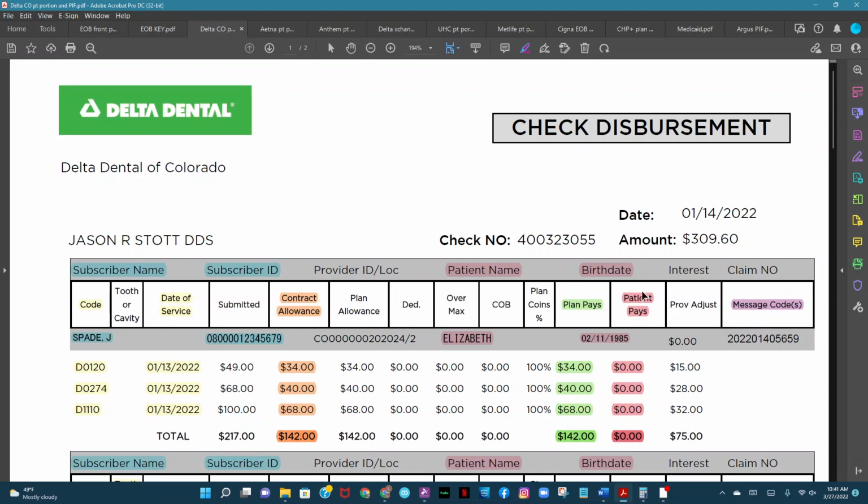Next is what patient responsibility is. So patient pays, and look down here, the total is 0. So it looks like insurance has covered everything in full at 142.